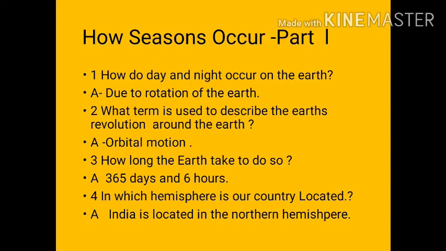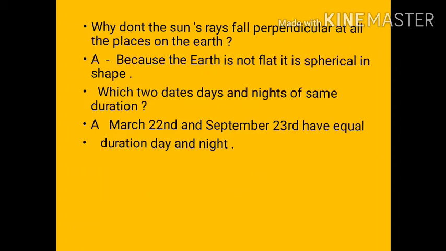How long does the earth take to do so? The earth takes 365 days and 6 hours to complete one revolution around the sun. In which hemisphere is our country located? Our country India is located in the northern hemisphere. Which two dates had days and night of equal or same duration? Children, I would like you to find this answer from your lesson.